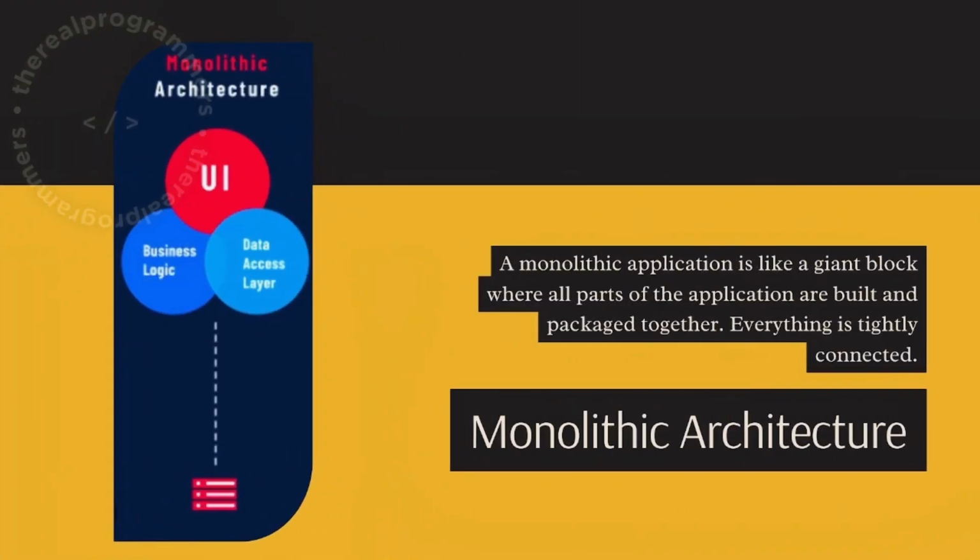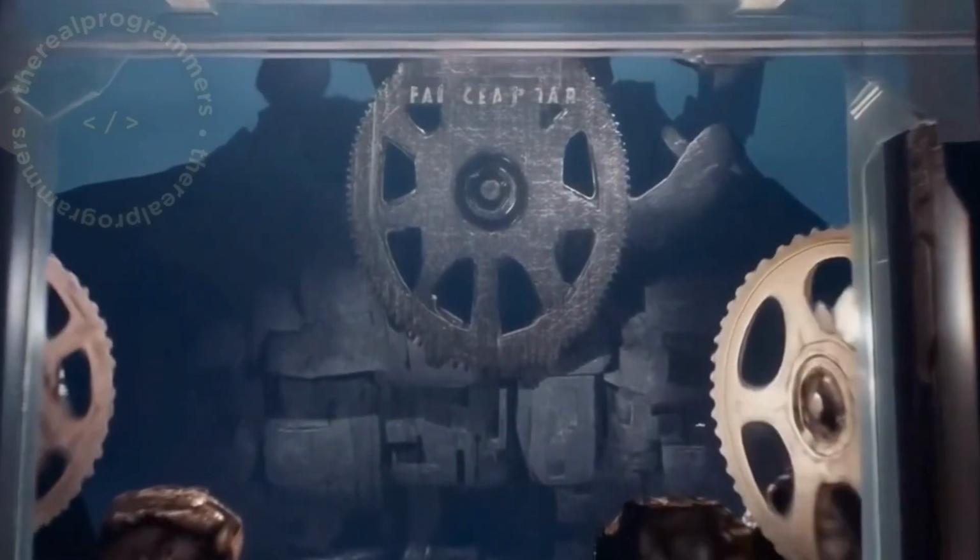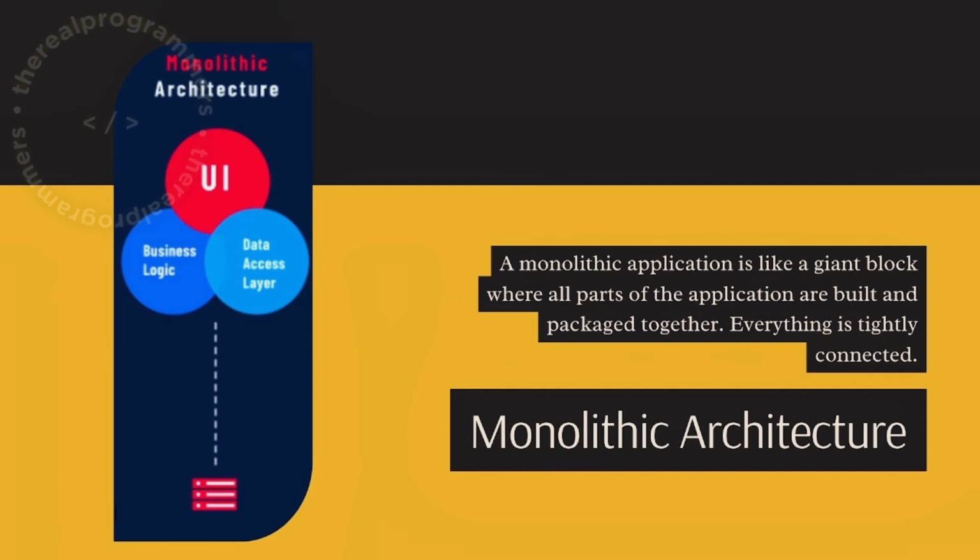Let's start with monolithics. A monolithic application is like a giant block where all parts of the application are built and packaged together. Everything is tightly connected, meaning all the features or functionalities of the system must be deployed at the same time as one big unit. You can see in this diagram that everything from the UI to business logic to the data access layer is built as a single unit. It's like a big cohesive package. If you are working on a project that requires to be tightly coupled, then this architecture is best to go with.